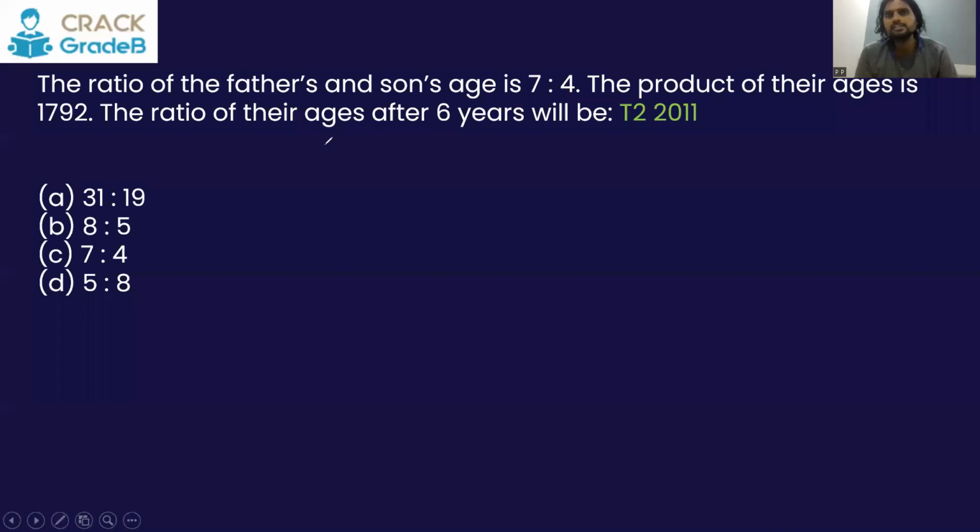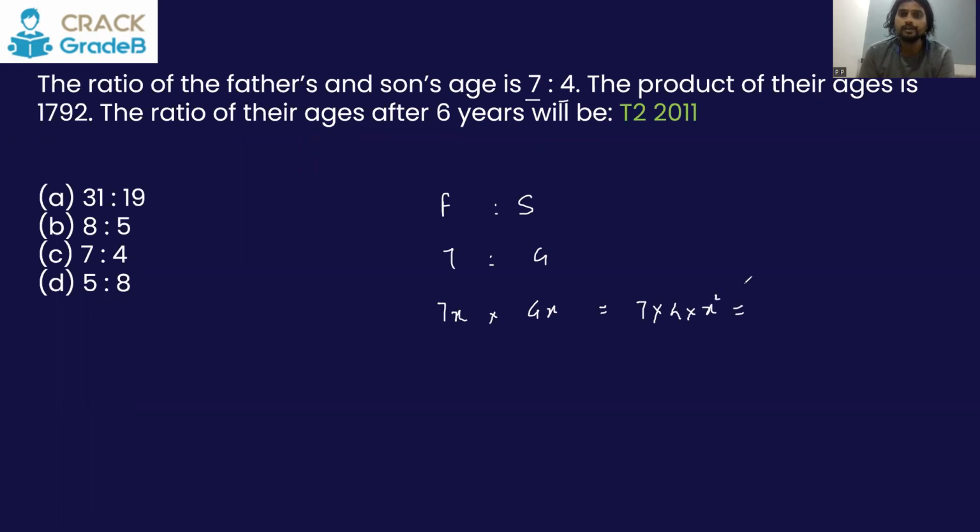Ratio of the father and son's age is 7:4. The product of their ages is 1792. The ratio of the ages after 6 years will be? If the ratio of father to son is 7:4, that means if father is 7x years old, son will be 4x years old. And their product is 7 into 4 into x square, that is 1792.